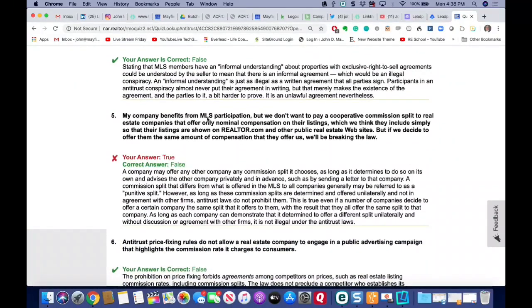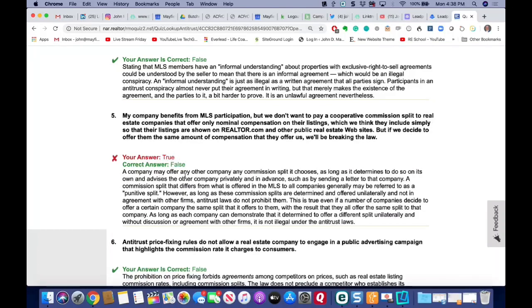5, my company benefits from MLS participation, but we don't want to pay a cooperative commission split to real estate companies that offer. If we decide to offer them the same amount of compensation that they offer us, we'll be breaking the law. I put false, or I put true, but I guess it is.